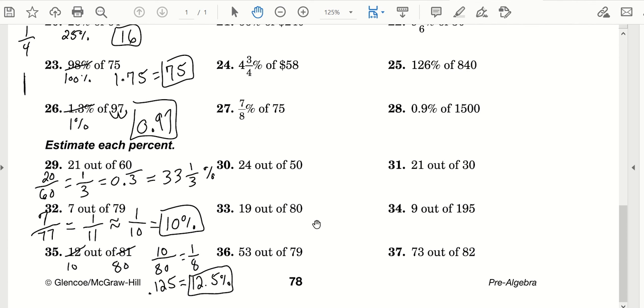So go ahead and work these out. Keep in mind, sometimes you are changing both of them. Sometimes you're changing just one of them like we did on number 29 here. So pause the video now, finish out this section.